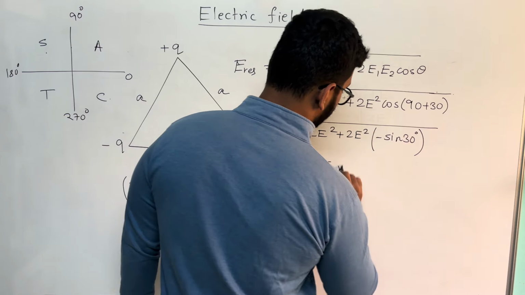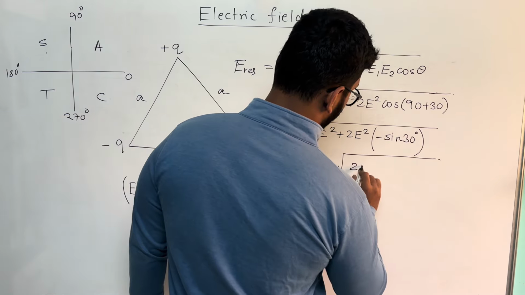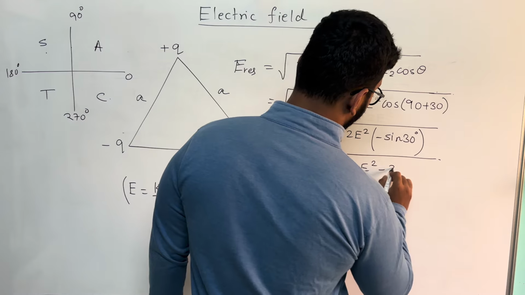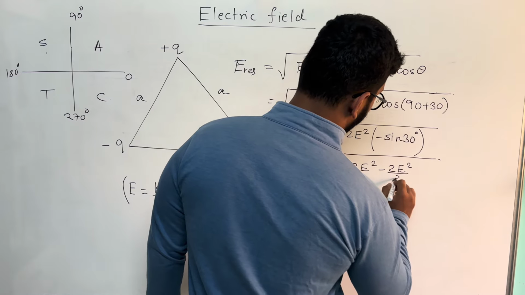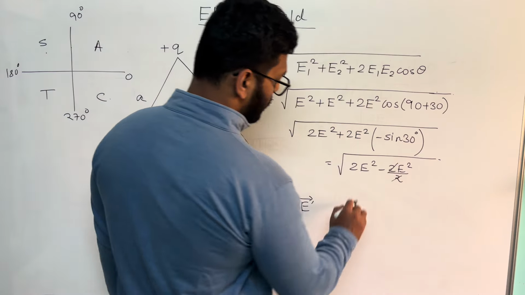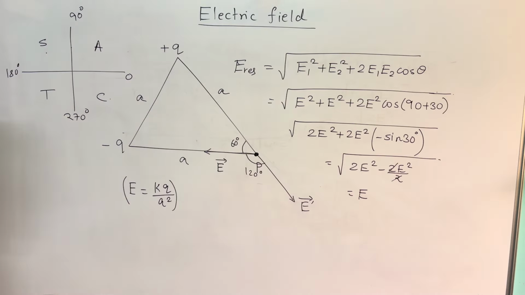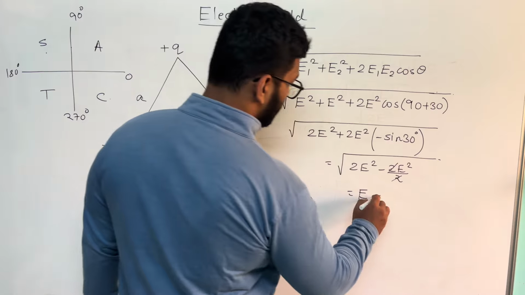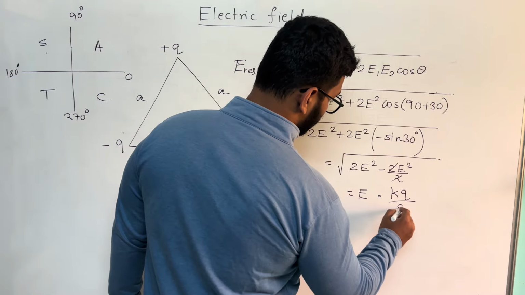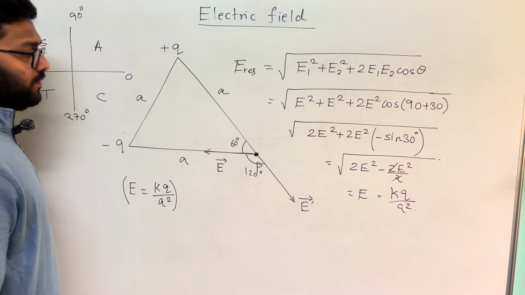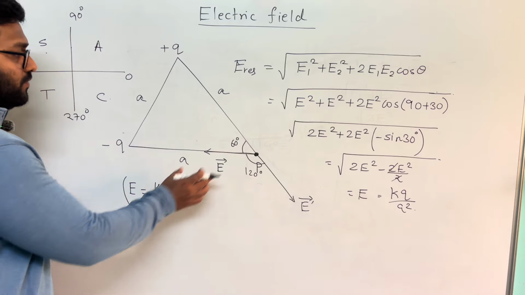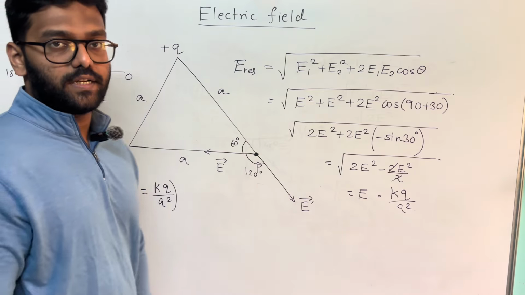Okay, so this will be square root of 2E square minus 2E square times sine 30. Sine 30 is 1 by 2. So this is going to be again E, right? So the resultant itself is E, that is kq by a square. The resultant value of the electric field is the same as the magnitude of either of the two vectors.